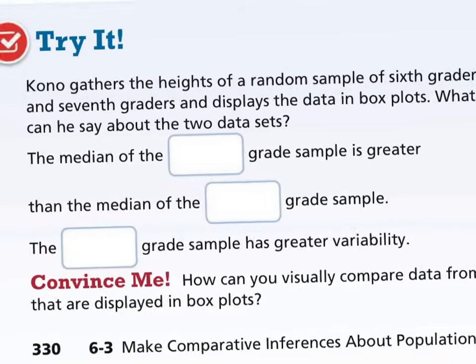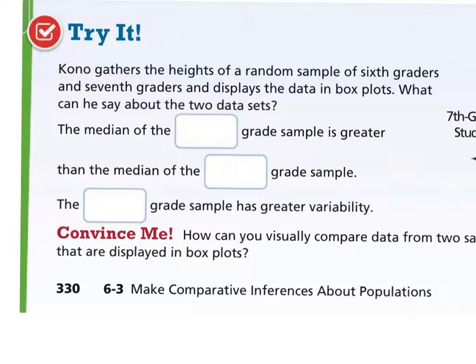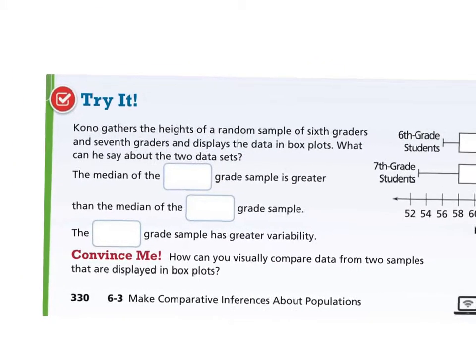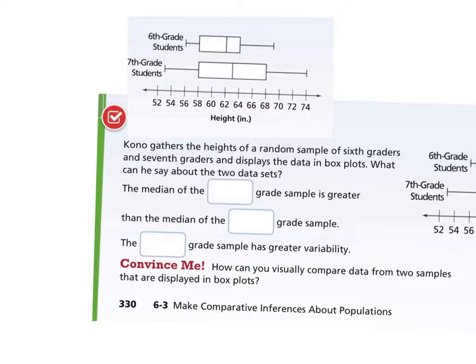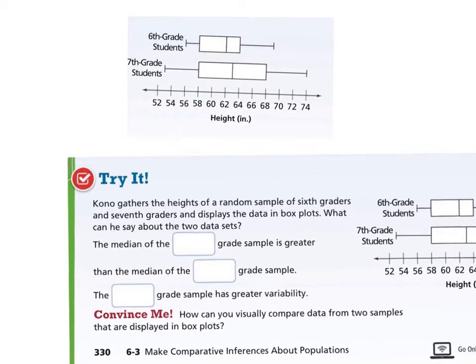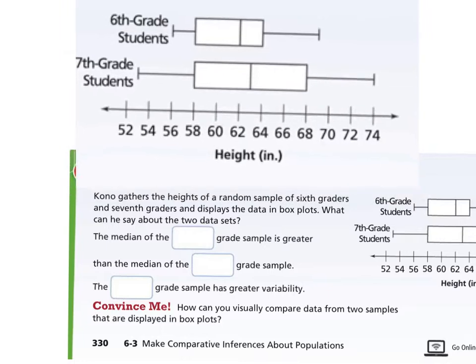So on the try it, Kono gathers the heights of a random sample of 6th graders and 7th graders and displays the data in box plots. What can he say about the two data sets? So we're going to compare the medians, and we're also going to compare which one has greater variability. So if we look at our box plots.